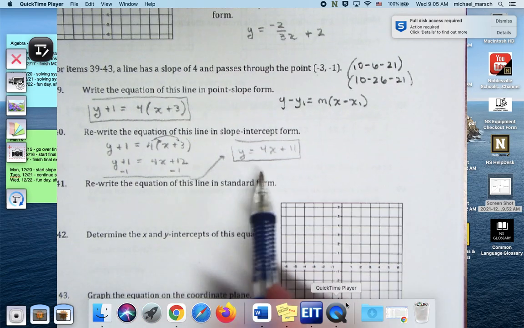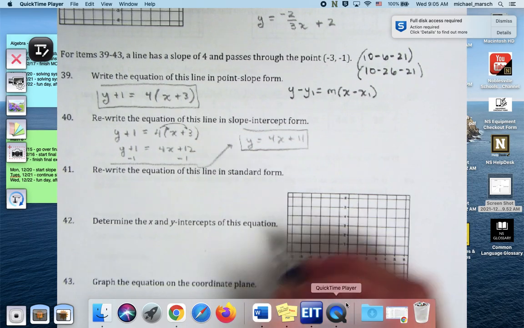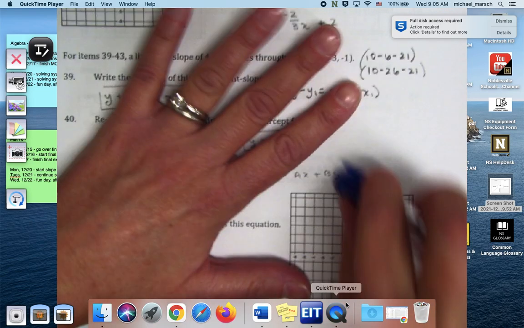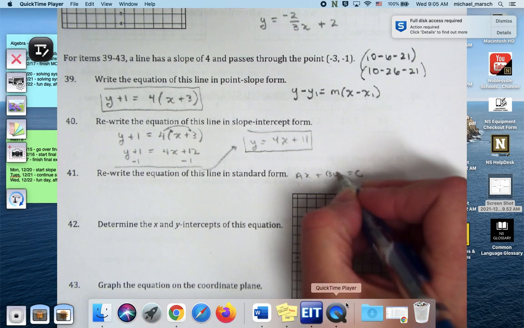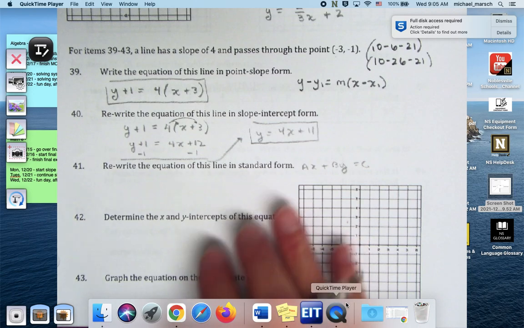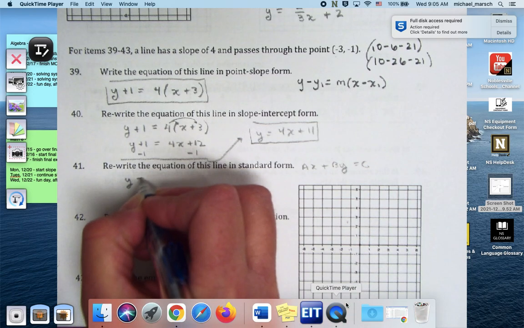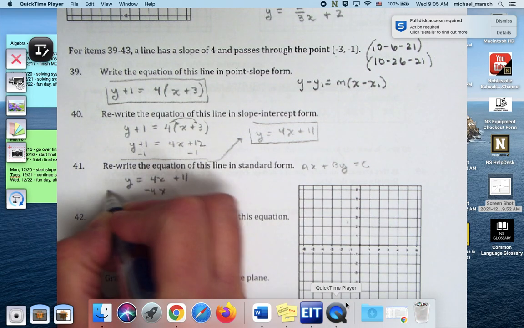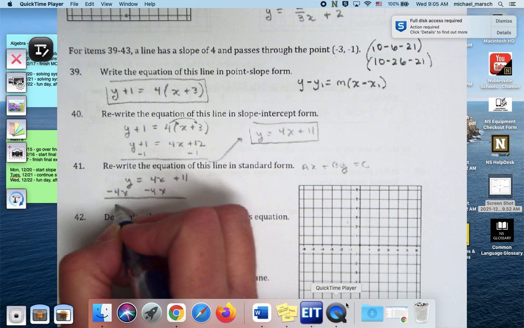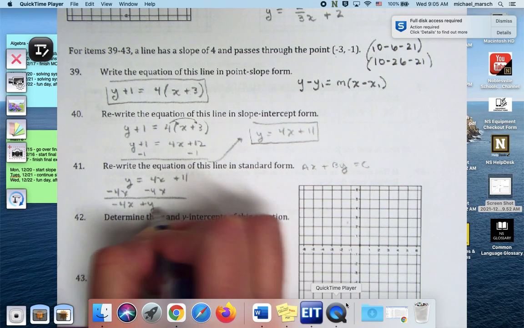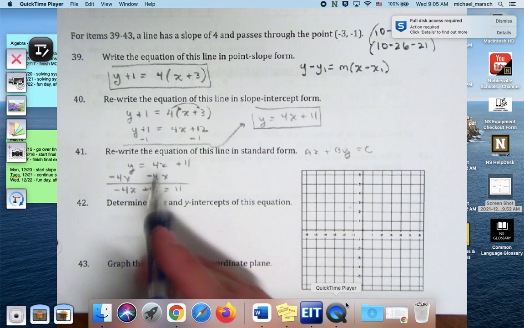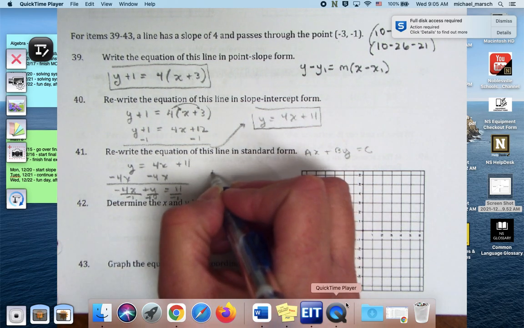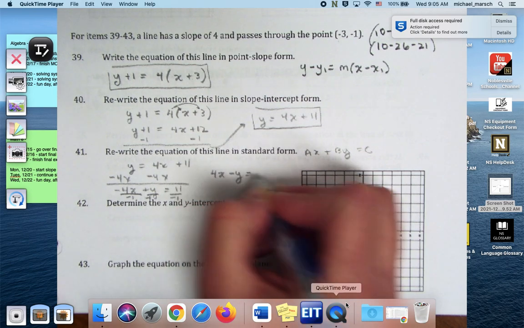Rewrite in standard form. Okay, so remember standard form is ax plus by equals c. And remember a can't be negative, it can't be a fraction. So if I took y equals 4x plus 11, and I subtract that 4x from both sides, I get negative 4x plus y equals 11. Can't have that negative 4, so everything gets divided by negative 1. So I'm going to get 4x minus y equals negative 11.